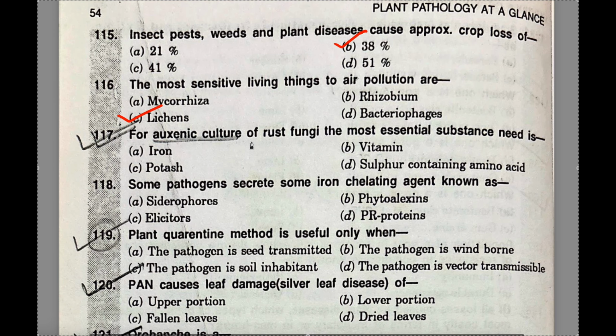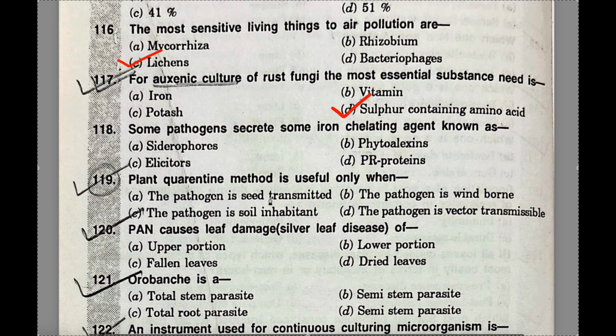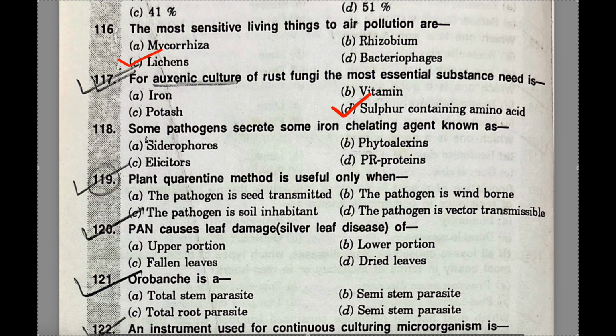117. For organic culture of rust fungi, the most essential substance needed is the options: iron, vitamin, potash or sulfur containing amino acid. Now take 2 seconds. So the answer is option D, sulfur containing amino acid. 118. Some pathogens secrete some iron chelating agent known as siderophores, phytoalexins, elicitors or PR proteins. Answer is siderophores.